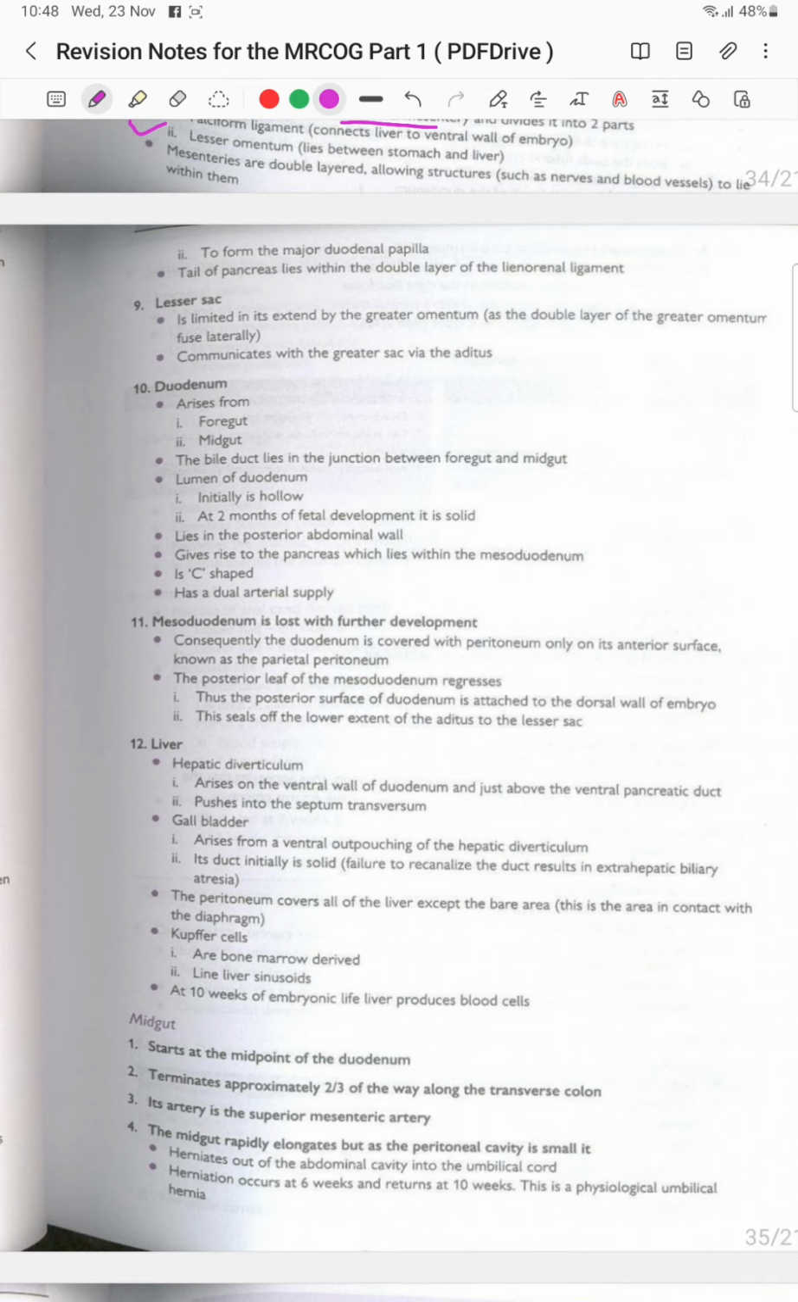It is C-shaped and has a dual arterial supply. The mesoduodenum is lost with further development. Consequently, the duodenum is covered with peritoneum only on its anterior surface, known as the parietal peritoneum. The posterior leaf of the mesoduodenum regresses. Thus, the posterior surface of the duodenum is attached to the dorsal wall of the embryo. This seals off the lower extent of the aditus to the lesser sac.